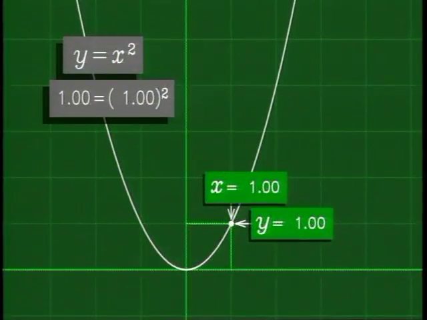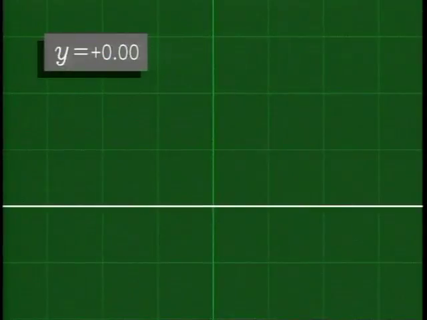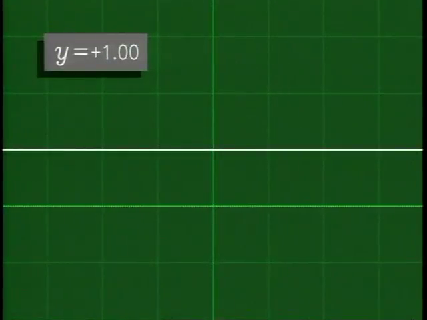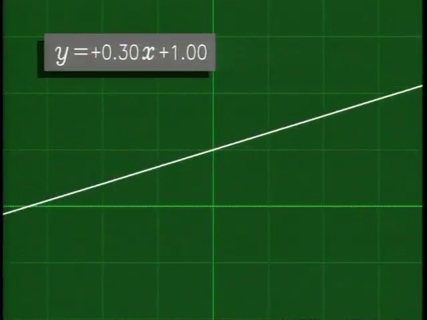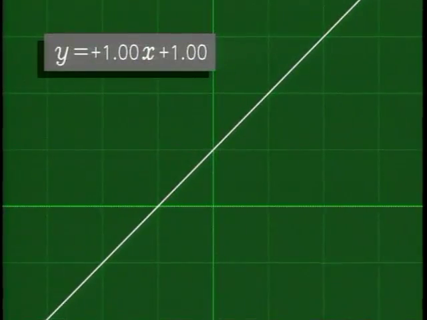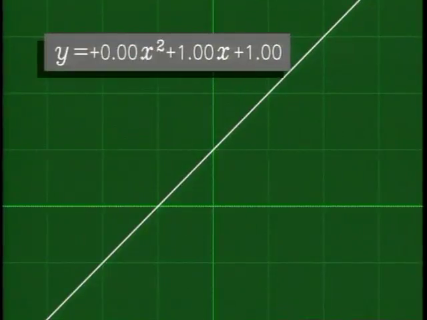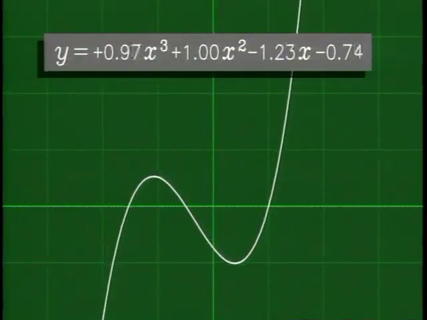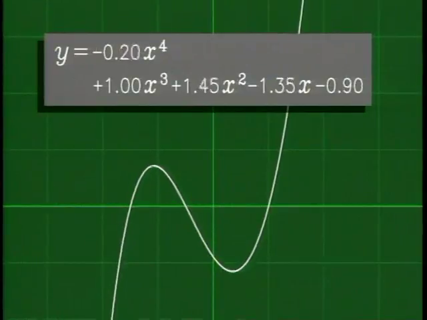Here are more examples. Constant polynomials, their graphs are horizontal straight lines. Linear polynomials, that is of degree 1, their graphs are also straight lines. The graphs of quadratic polynomials of degree 2 are called parabolas. Cubic polynomials of degree 3, these graphs are called cubic curves.